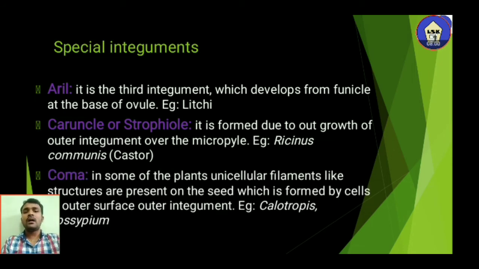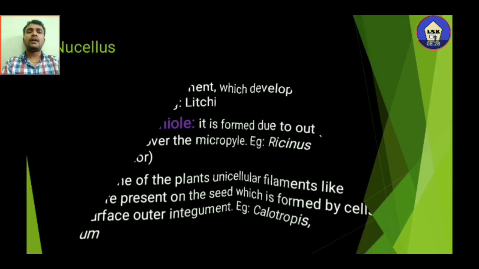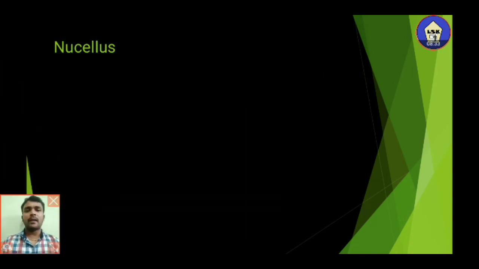The next one is the coma type of integuments. In some of the plants, unicellular filament-like structures, note that they are unicellular, are present on the seed, formed by the cells of the outer surface of the outer integument, and most commonly produced by plants such as calotropis as well as gossypium. So these are some of the very important special types of integuments. Now let us study some additional points regarding the nucellus. As I told earlier, the very important part of the ovule is the nucellus.